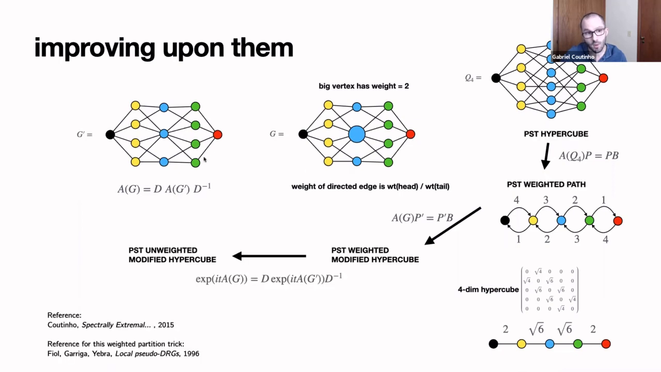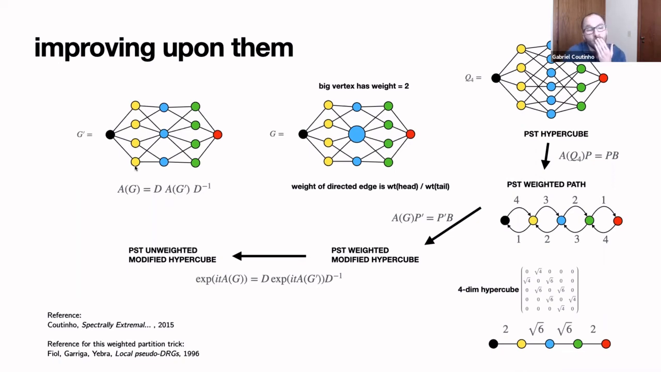And now because this one has been obtained from this one via this diagonal similarity, which only changes the vertex in the middle and does nothing to the black and red, I still get PST on this graph from black to red. So I start from the hypercube, I look at its quotient, I find a weighted graph with the same quotient, and now I realize that removing the weight does not interfere with PST from black to red. So PST on this graph means that I get PST on this graph.